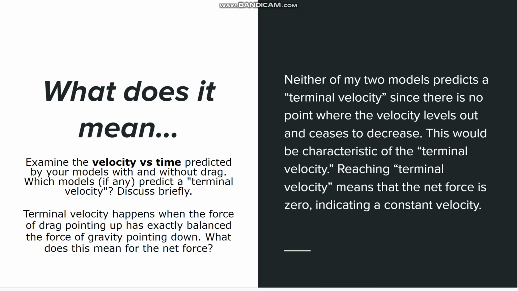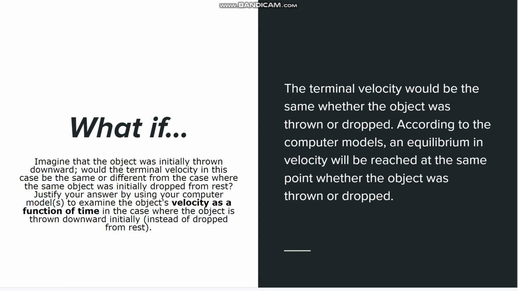So in relation to the what does it mean question, neither of my two models predicted a terminal velocity since there's no point where the velocity leveled out and ceases to decrease. This would be characteristic of the terminal velocity. Reaching terminal velocity means that the net force is 0, indicating a constant velocity. And in relation to the what-if question, the terminal velocity would be the same whether the object was thrown or dropped. According to computer models, an equilibrium velocity will be reached at the same point whether the object was thrown or dropped.